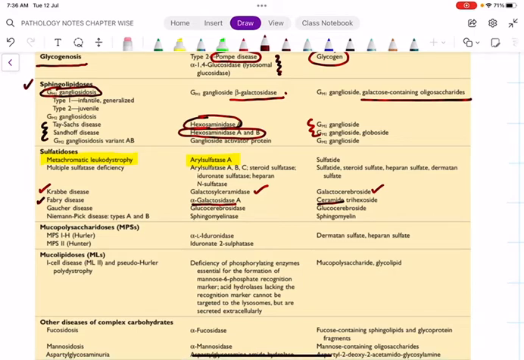Alpha galactosidase A. Gaucher's is a very commonly asked question. We have the crumpled tissue paper appearance and all. It is glucocerebrosidase deficiency, so glucocerebroside will accumulate. In Niemann-Pick disease types A and B, sphingomyelinase is the enzyme deficiency leading to sphingomyelin accumulation. And remember a very, very important point.